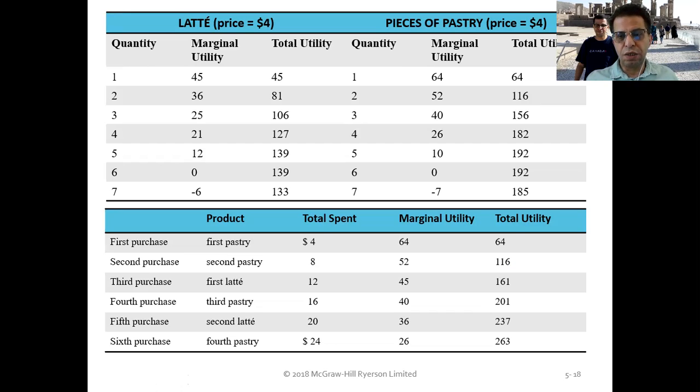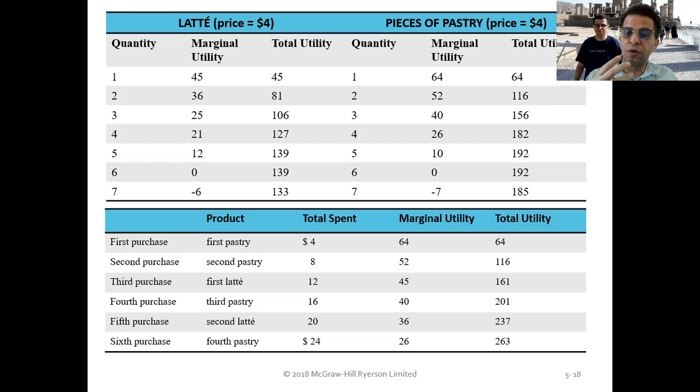So here, where we are selecting, which one is giving us more utility? We notice that the pastry is giving us more utility. So our first purchase will be pastry because it's giving us 64. Now on the second one, what are we going to look at? The marginal utility for the second pastry is 52. The first marginal utility for the latte is 45. So we're going to purchase the second pastry because it's giving us more marginal utility.